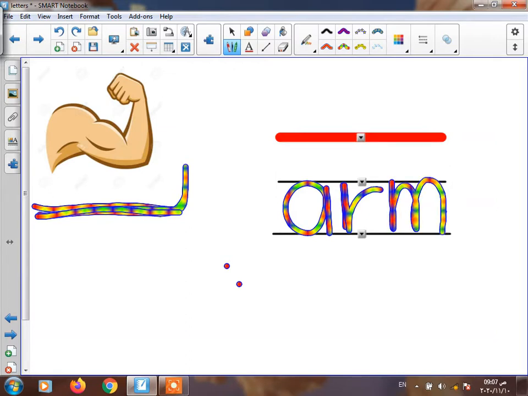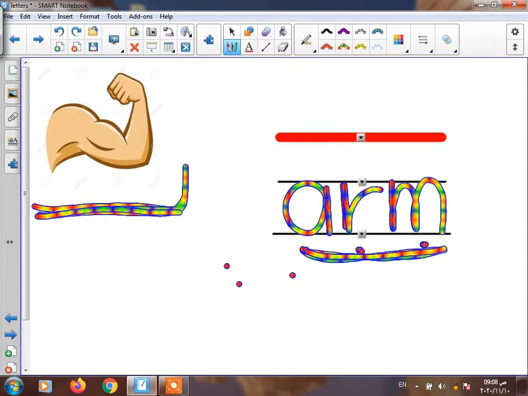Arm. A, R, M, arm. Repeat after me, KG2. A, R, M, arm.